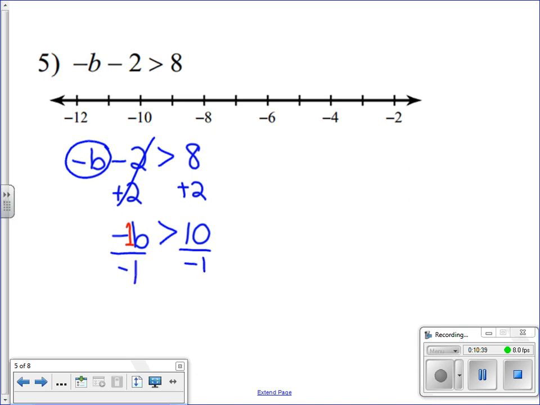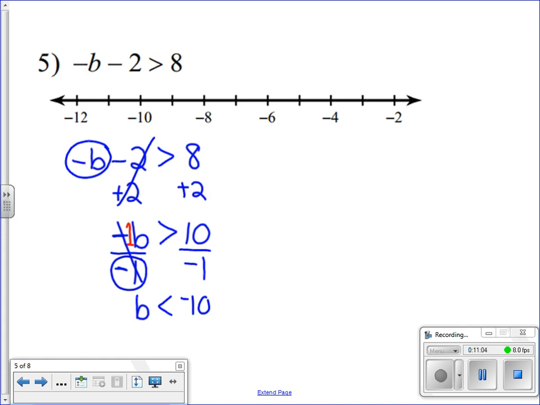Negative 1. This cancels out. I'm left with b, which is a positive b, because again, a negative divided by a negative gives me a positive. But I divided by a negative number, so I need to switch my sign. This is negative 10, because 10 divided by negative 1 is negative 10. So b is all the numbers that are less than negative 10.